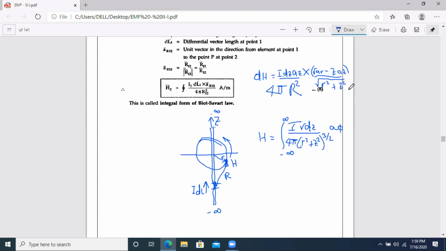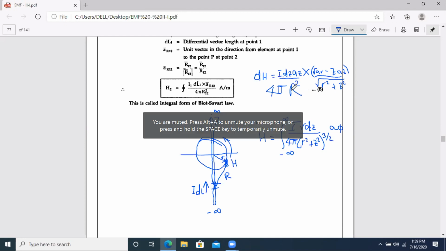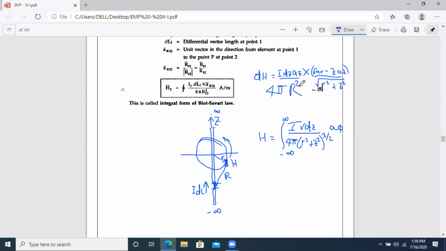All right. Note that R is equal to the square root of R square plus Z square, right? This square plus this square, square root of this square plus this square gets this, right? So R square times the square root of this gives you this.